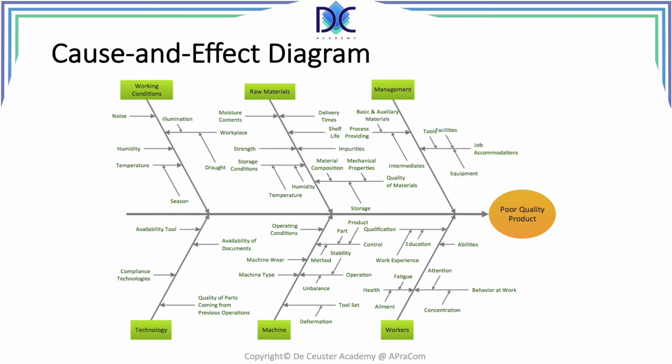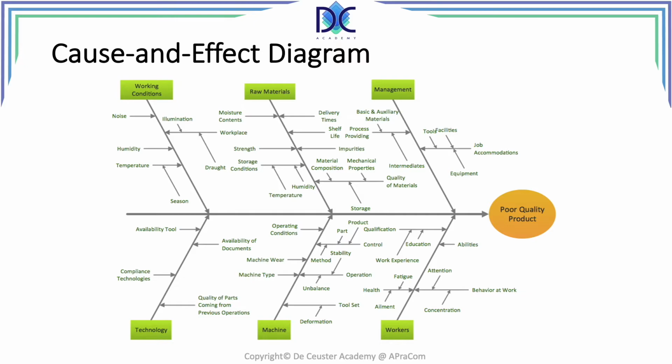And I look at poor quality, and we can see the environment, for example, the working conditions, the raw materials, the management, the workers or the people, the machine, the technology, different elements that we can see that could create poor quality products. So we're just thinking about what are the possibilities.